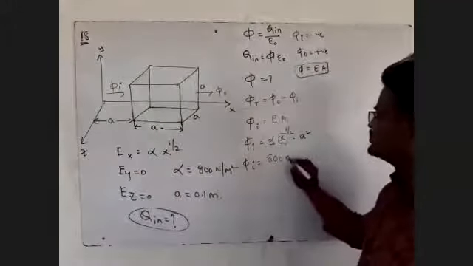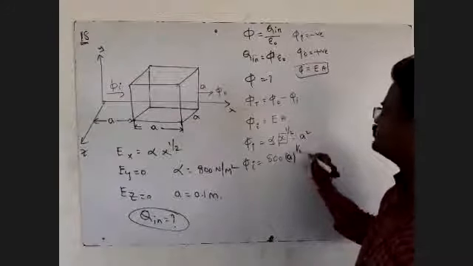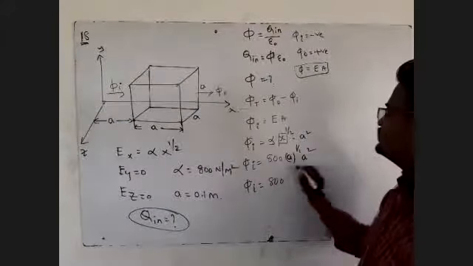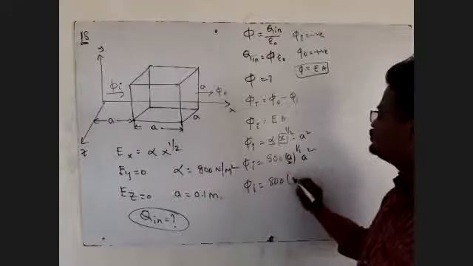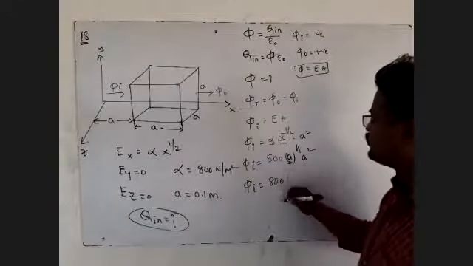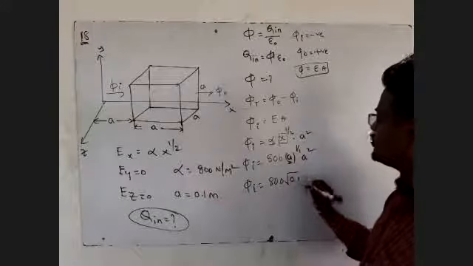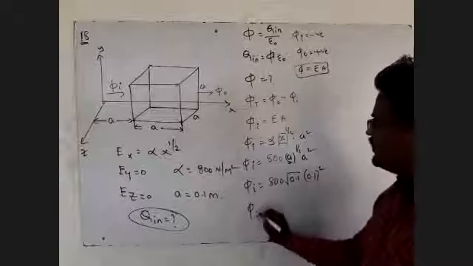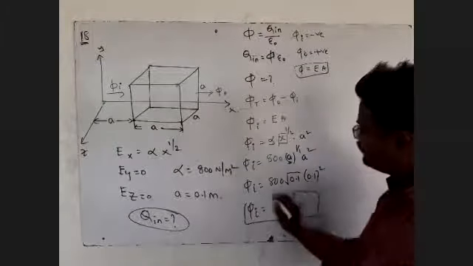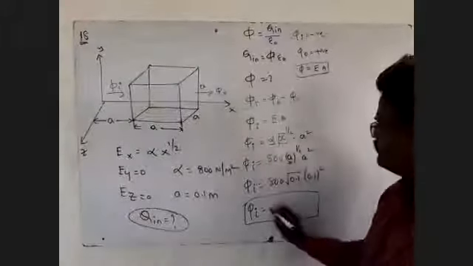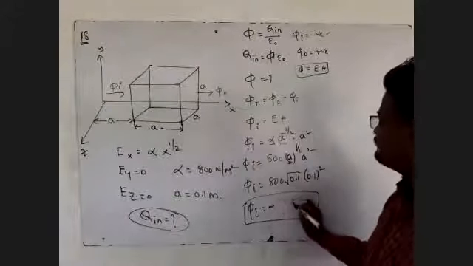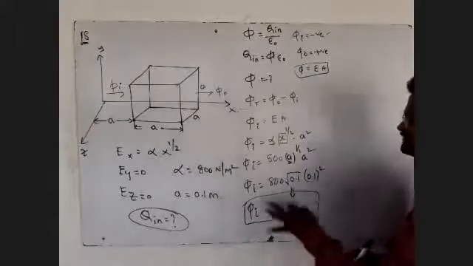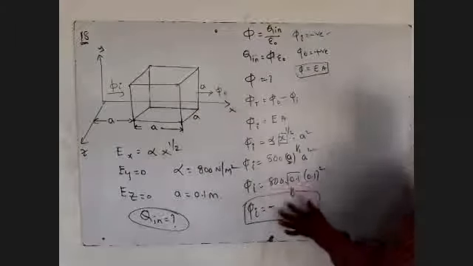Here x means the distance from the origin to this cube face, that is a to the power of 1 by 2, times a square. The value is 800, and a means 0.1. This is root 0.1 into 0.1 whole square. This is the phi in value, but we take it as a minus value. So we simplify this value and put it here.